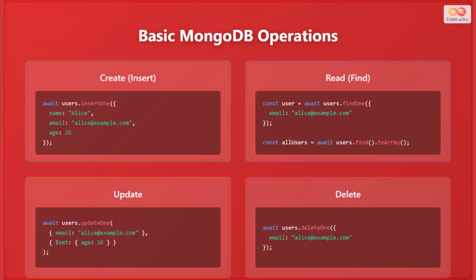Let's look at some basic MongoDB operations. To create or insert a document, you can use the insert_one method. To read or find documents, you can use the find_one or find methods. To update documents, you can use the update_one method. To delete documents, you can use the delete_one method.